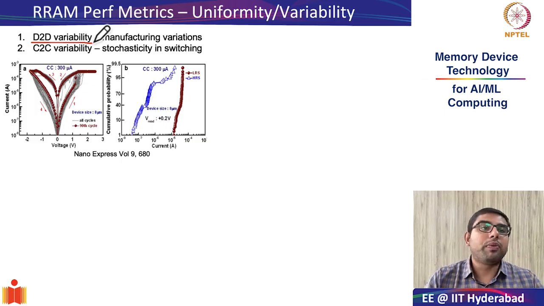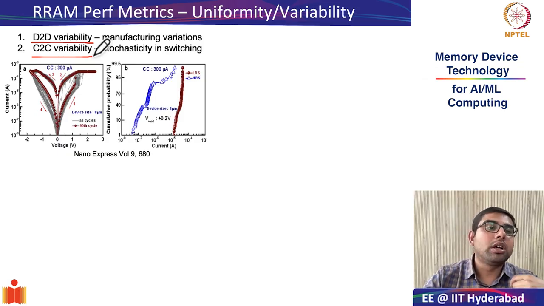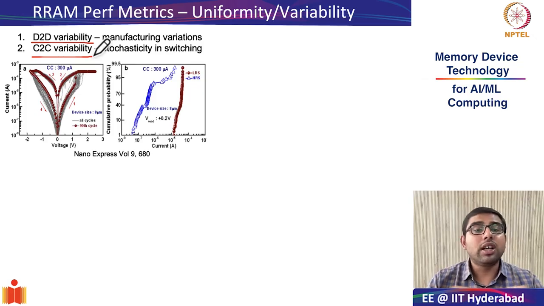The next is something called C2C or cycle to cycle variability. This indicates the variability that occurs when the same device is switched across different cycles. And C2C variability generally happens because there is an inherent stochasticity in the filament formation and dissolution process. And this is what we will look at in a little bit of detail.